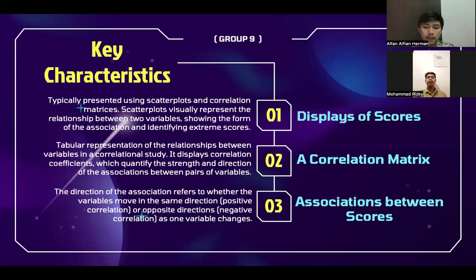And the last characteristic is association between scores. The direction of association refers to whether the variables move in the same direction, which is a positive correlation, or in the opposite direction, which is a negative correlation, as one variable changes. The form of association can be linear or nonlinear, with a linear relationship showing a straight line pattern in a scatter plot, while a nonlinear relationship exhibits curved or non-straight patterns.